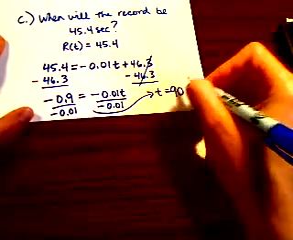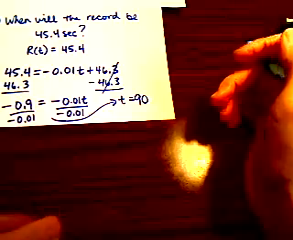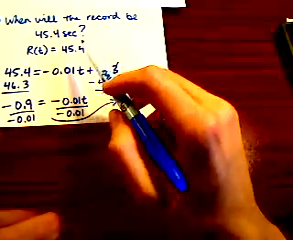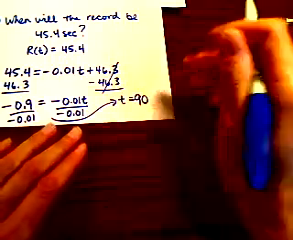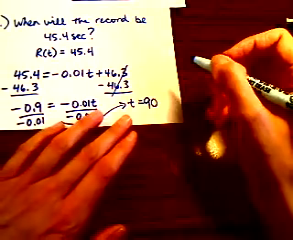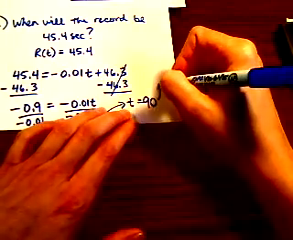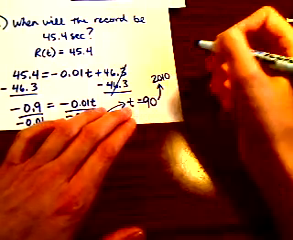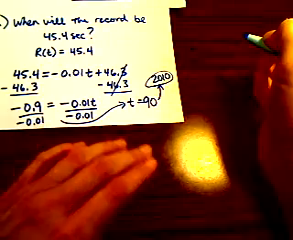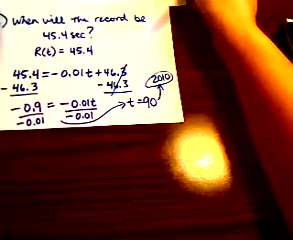90. But now remember, to actually answer their question here, you need to give a year, because they're saying when will the record be this, and t equals 90 is 90 years beyond 1920. So if we were to add 90 to 1920, we would get the year 2010. Okay, so that's actually the answer for part C there. Okay, so that's it on that problem.